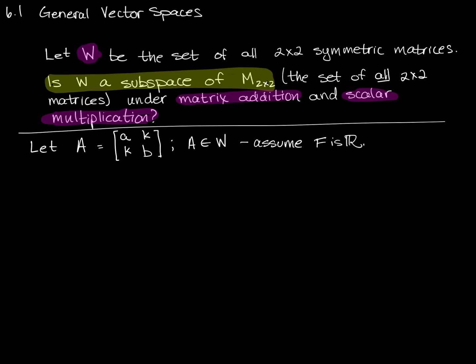What we want to do is show that any symmetric 2 by 2 matrix like this, when you add it to another one, will give you another vector that is a symmetric vector. That's another vector in W. And also that when you scale it, it will give you another symmetric matrix. So let's start with A plus B.